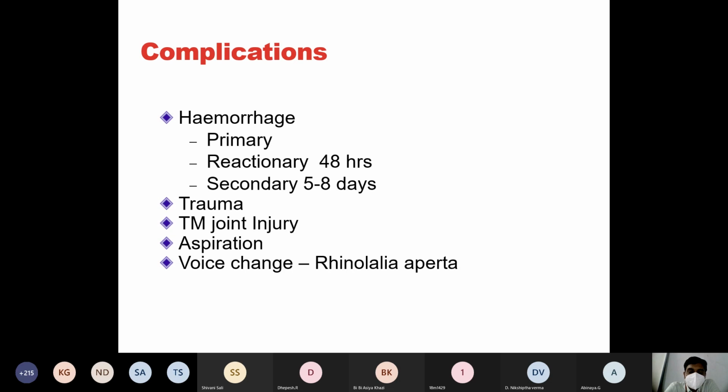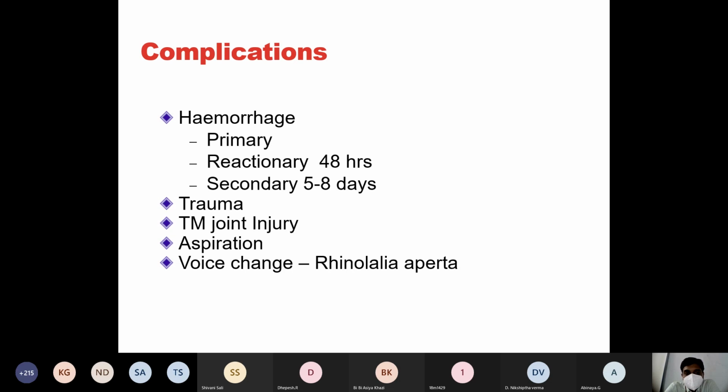Secondary hemorrhage occurs after 5 to 8 days, usually after a week or two after the procedure, within 2 weeks. It occurs because of infection of the tonsillar fossa. Treatment is admission, IV fluids, and control of infection by systemic antibiotics.